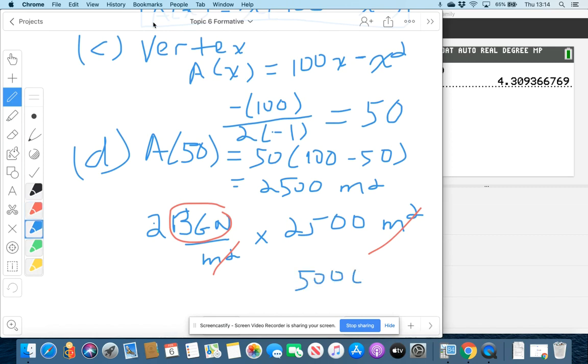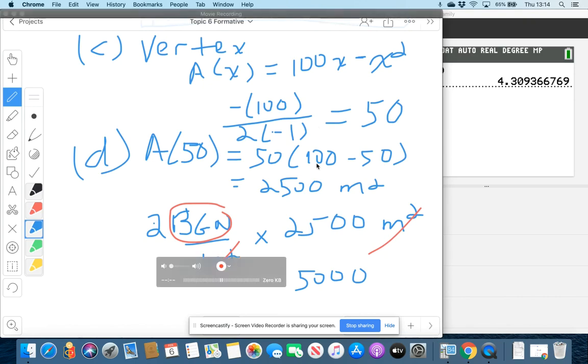Okay, the rest of this is financial, and I would do it all in the TVM solver. I think I'll save that for another video, and that concludes the formative on functions.